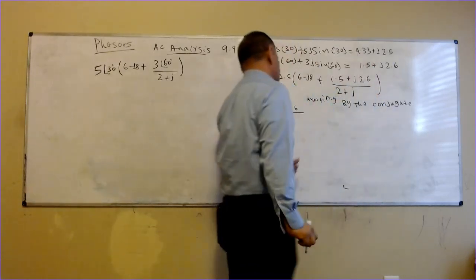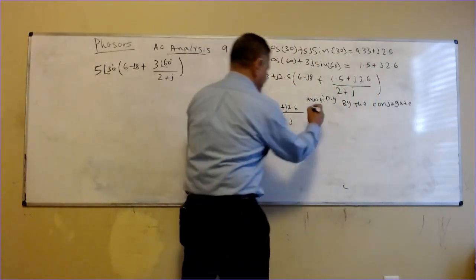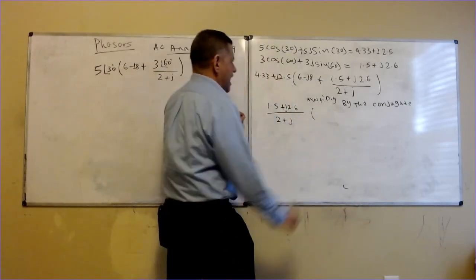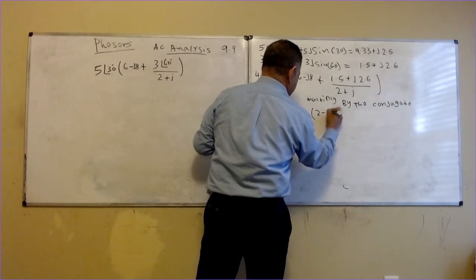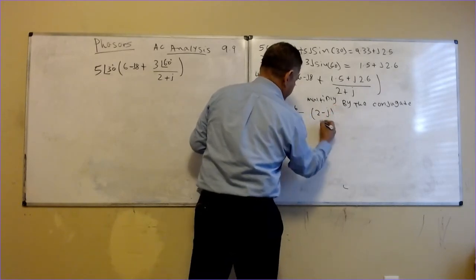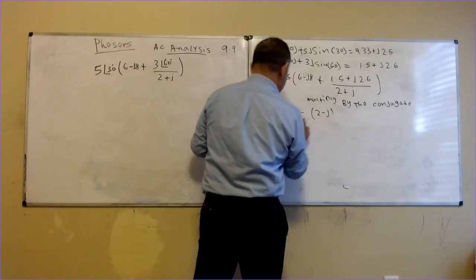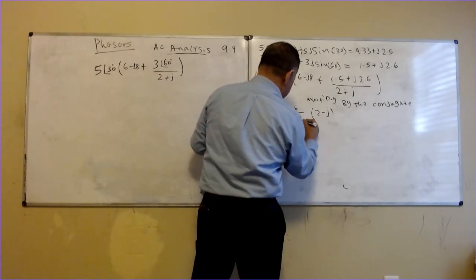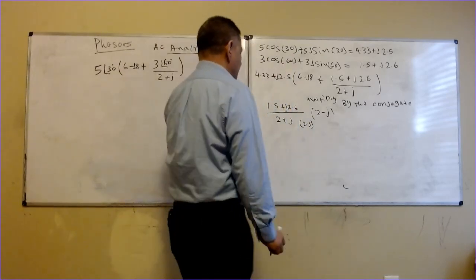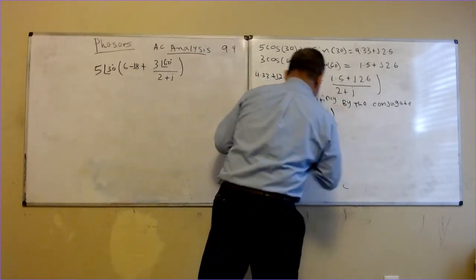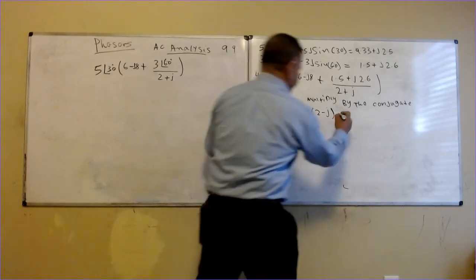Multiply by the conjugate. Okay, so now right here I've got to do the opposite, right? So I've got to do 2 minus J on both sides, top and bottom. I've got to multiply this by 2 minus J.